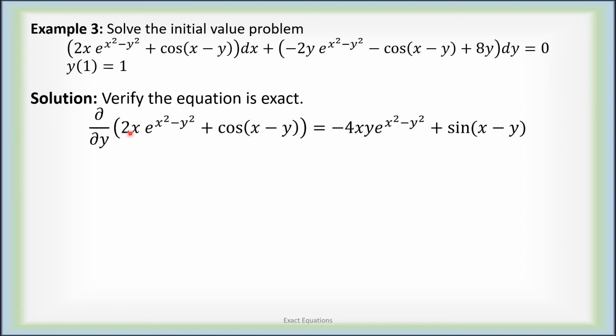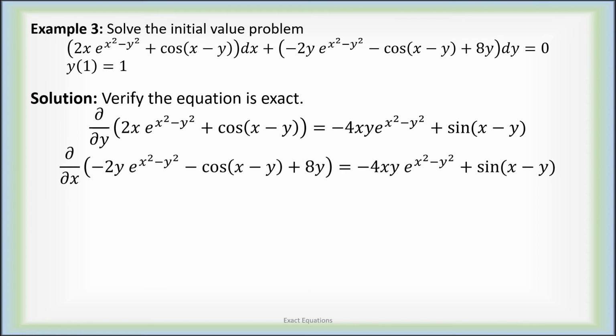If x is a constant, what I really have is e to the x squared minus variable squared. Okay, and I end up with the chain rule spitting out a minus 2y, so we get minus 4xy e to the x squared minus y squared. What's the derivative of cosine of constant minus y? It's going to be negative sine, but the chain rule spits out another minus sign, so we get plus sine of x minus y. We now need to compare this to the x partial of the other term.